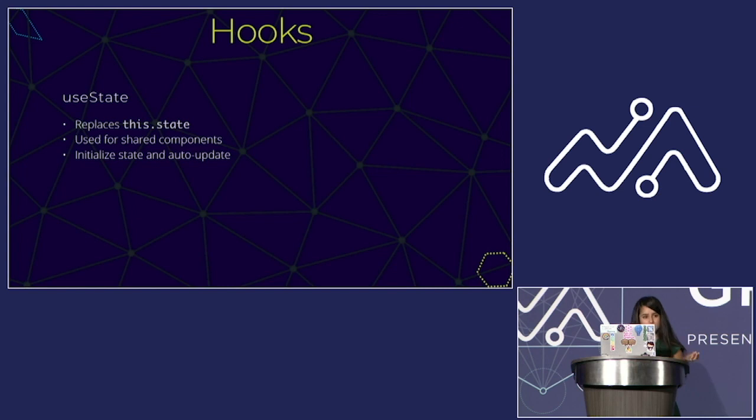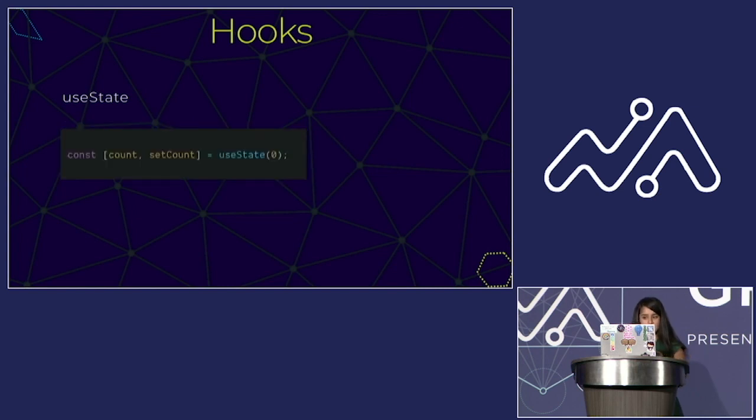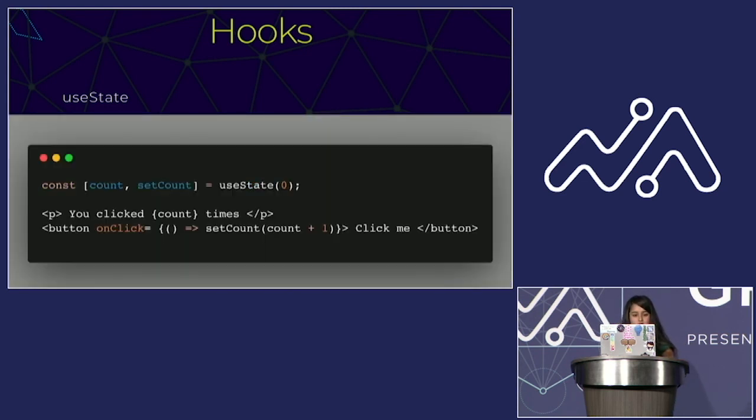It is used to initialize state. So an example here is, let's say we want to use count, we can simply do count and setCount, initialized to 0. Here's another example of how we can use it. If we want to update count, we can just call the setCount function. It's just a simple function.